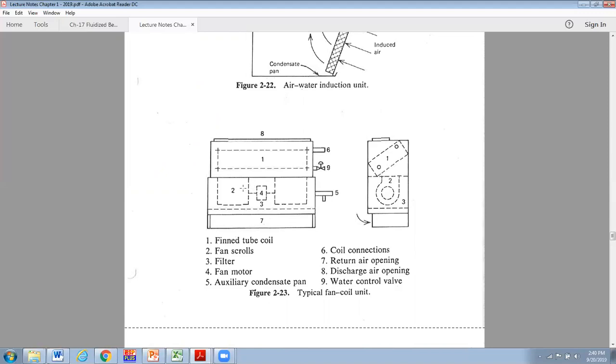These are called, it's a double shafted motor with scrolls on it. These are just circular and they have little vanes and they spin around and they blow the air up through the cooling coil or heating coil. This unit typically only has one coil in it. You can get them with 2 coils. This one is showing one.